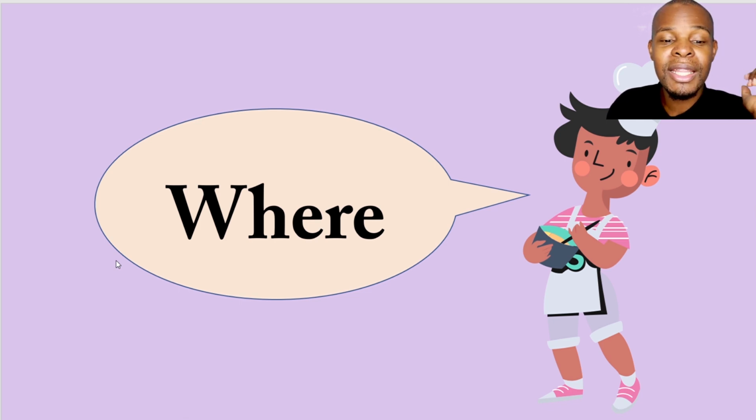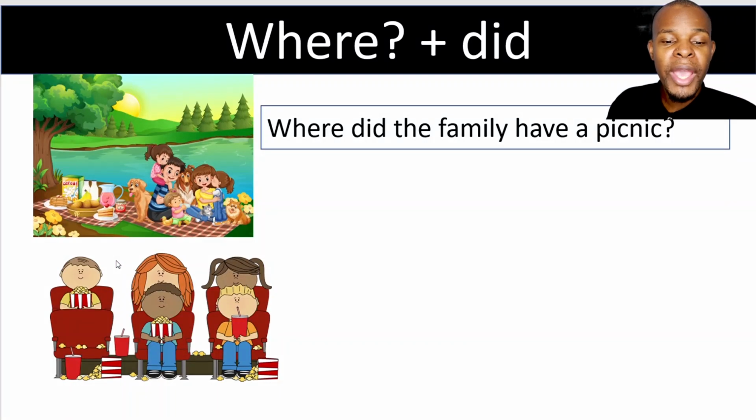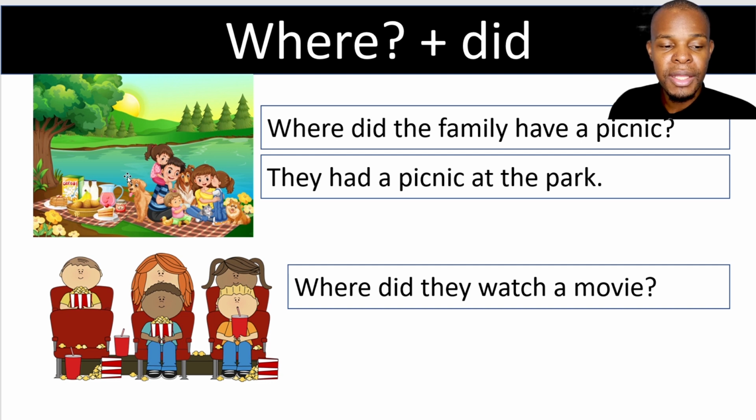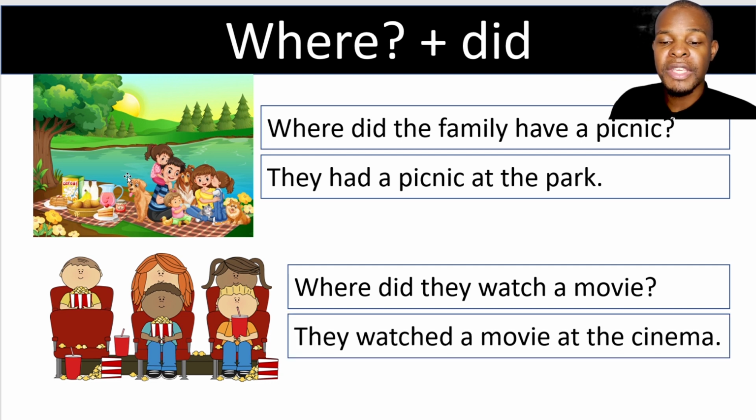So let's look at the questions. Where did the family have a picnic? We look at the picture, you can see that it's a picnic. So they had a picnic. It's a park. They had a picnic at the park. And where did they watch a movie? They watched a movie at the cinema. So this is an example on how you can use where.